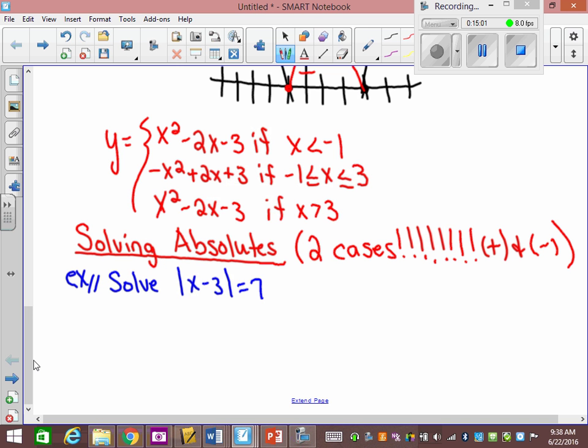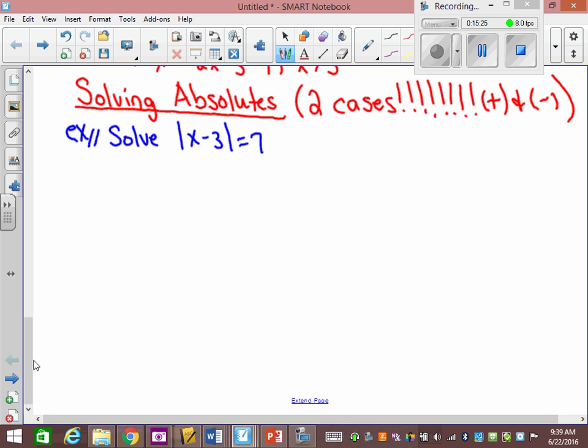So remember with radicals, we always had to check our answers. We went over that yesterday. With radicals, you always have to check your answers, because just because you get an answer doesn't mean it actually works in the check. Same thing with absolutes. You'll get your two cases, but you always have to check them, because just because you get two answers doesn't mean they actually work. Remember, you can also check these with your calculator too, y1, y2, and find out where they intersect. So we're going to do it algebraically, and then we'll check it graphically after.